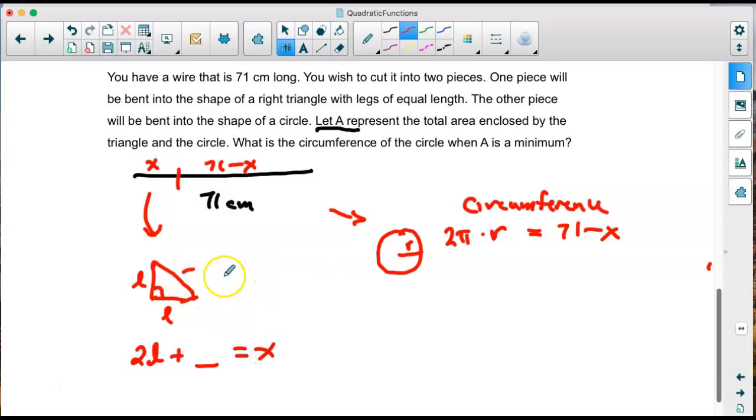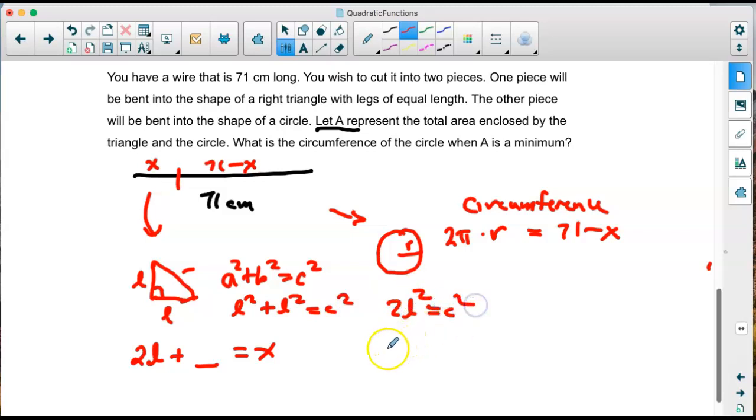We know this is a right triangle, so we have the Pythagorean theorem, a squared plus b squared equals c squared, and a and b are both L. So L squared plus L squared equals c squared, so 2L squared equals c squared, and c is the square root of 2 times L. So that's what goes here, square root of 2 times L, and that's what equals the x value.